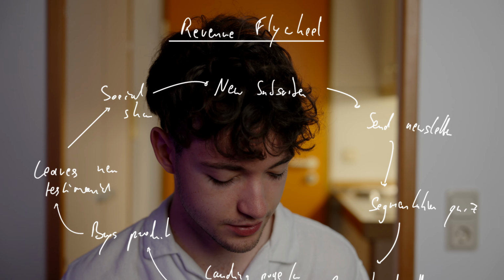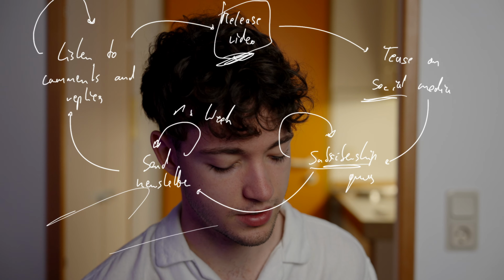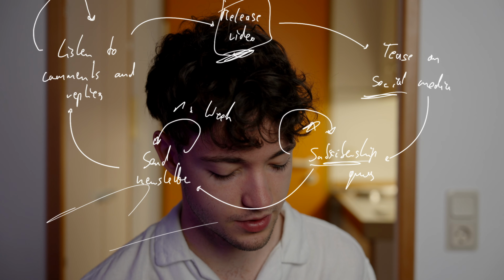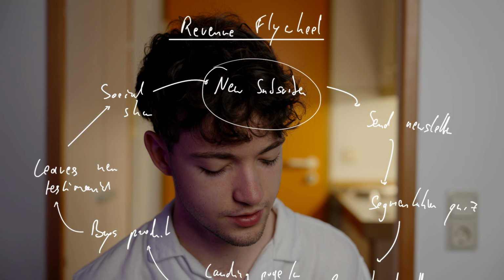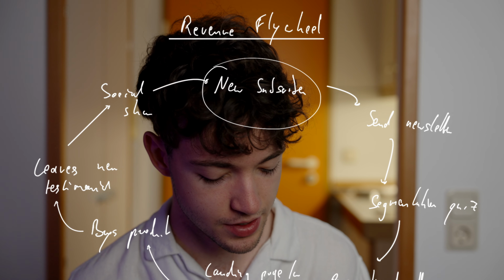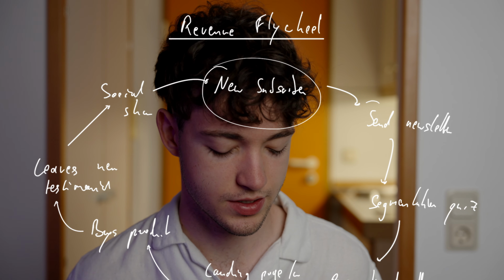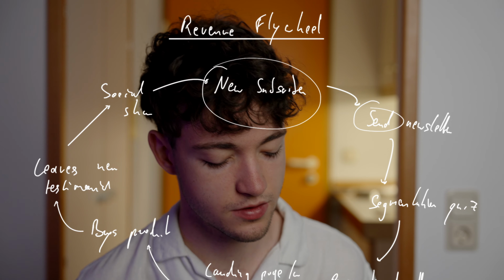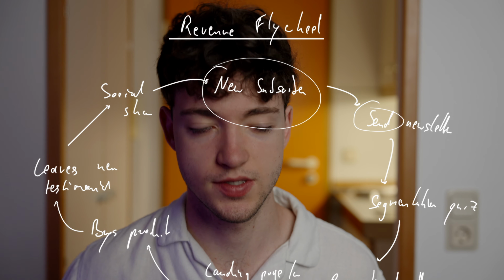All right, so let's get back to the revenue flywheel. Let's say right now we have a new email subscriber, which would mean we are in this step right here. Our subscribership grows. Then we send the newsletter. We already had that step. And then what we can do is we run them through a segmentation quiz. So if somebody subscribes to our newsletter, we can send an automatic welcome newsletter first.